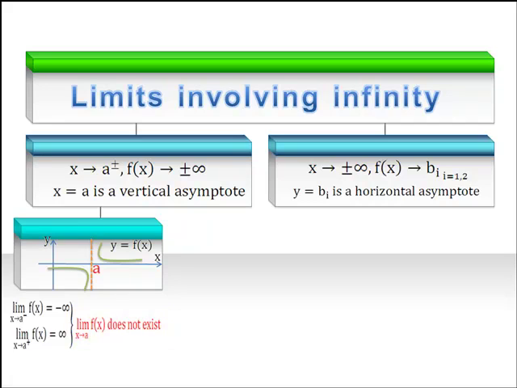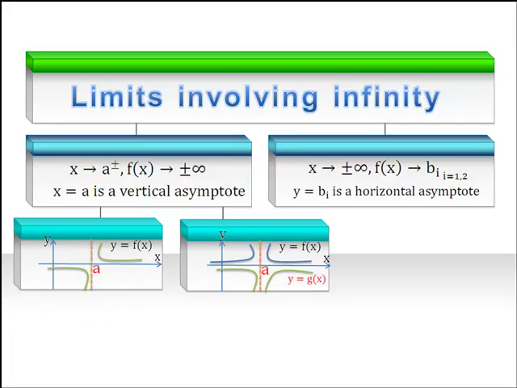The other scenario is that your function might increase or decrease without any bound from both directions of your point. Like in the blue curve, y is equal to f of x, you will notice that if we are approaching a from the left or from the right, in both cases the curve of your function y is equal to f of x is going to increase without any bound. So that means the limit when x approaches a from the left or from the right for the function f of x will approach infinity. So the limit when x approaches a for f of x approaches infinity, but still the limit does not exist.